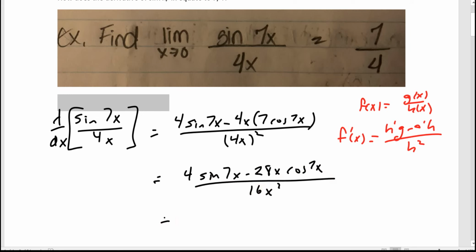And we can reduce, of course, because these three things are all divisible by 4. We're going to wind up with sine of 7x minus 7x cosine of 7x all over 4x squared, and that would be the derivative. But I really think that was just a bad choice of wording. I thought, hey, you're going to be doing quotient rule stuff soon anyway, so why not?